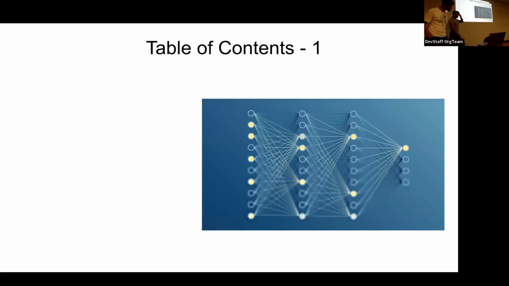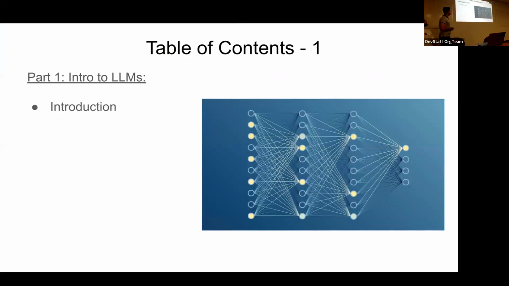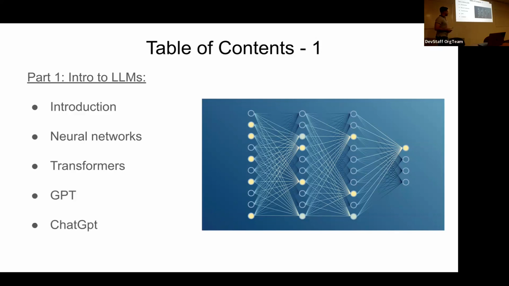So our presentation is split in two parts. The first part is an introduction to large language models. We will have an introduction about some concepts of what artificial intelligence is. We will talk about neural networks, transformers, these huge models that have appeared recently, and we can train models like GPT and ChatGPT with them.